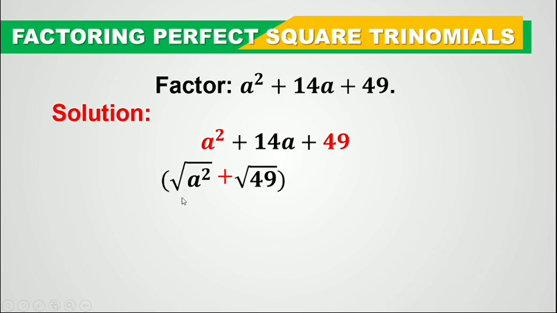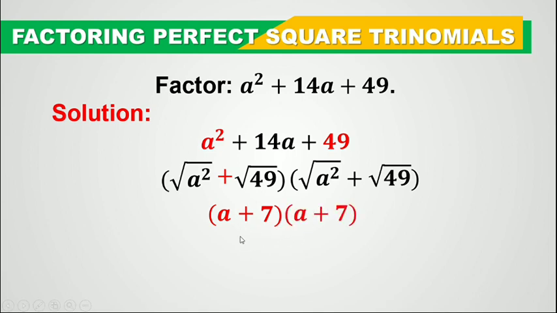And then you're just gonna have to copy that. So the square root of a squared, that's a. And then plus the square root of 49, that's 7. So 7, why? Because 7 times 7, that's 49. So that's just how easy squaring a number is. And then just copy this one.